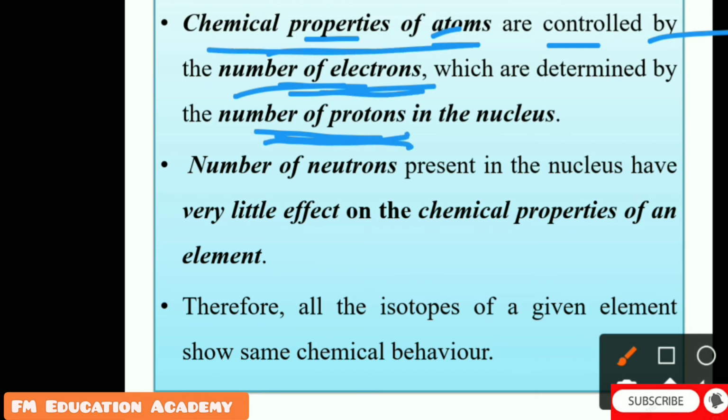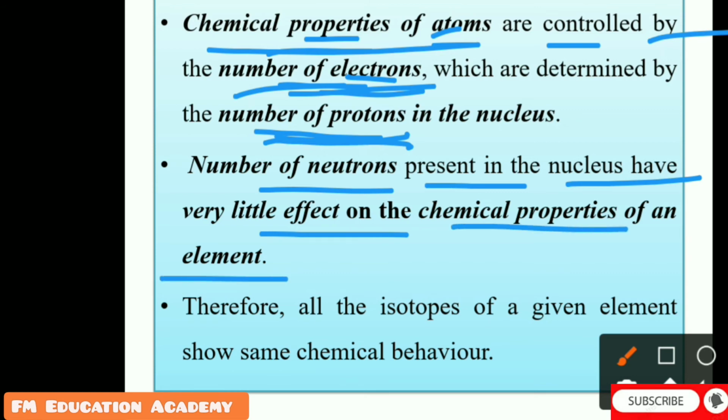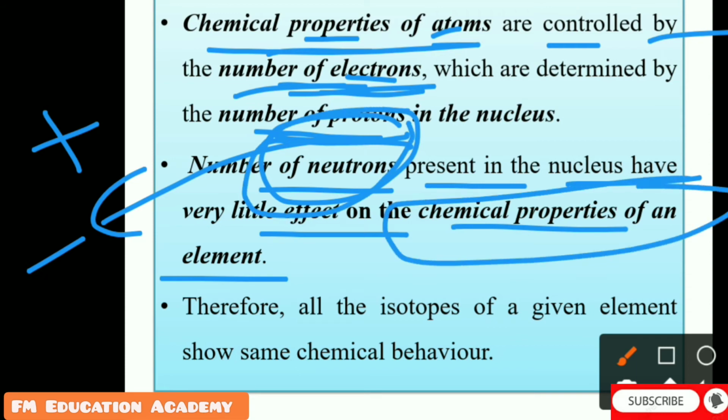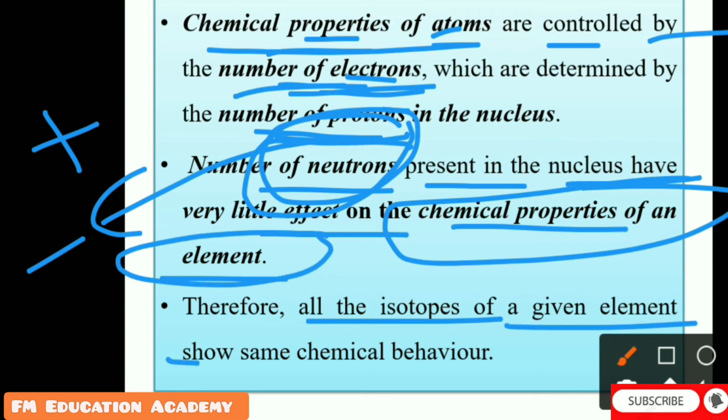And who will rule the chemical properties of atoms? The number of electrons. And the number of neutrons present in the nucleus has very little effect on the chemical properties of an element. Neutrons are neither positive nor negative, we know that. So neutrons will not be responsible for the chemical properties of an element. Therefore, we can say that all the isotopes of a given element show the same chemical behavior.